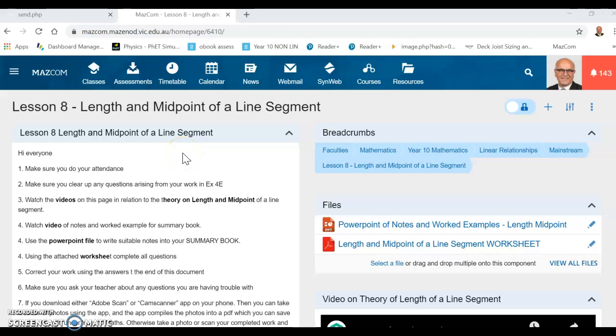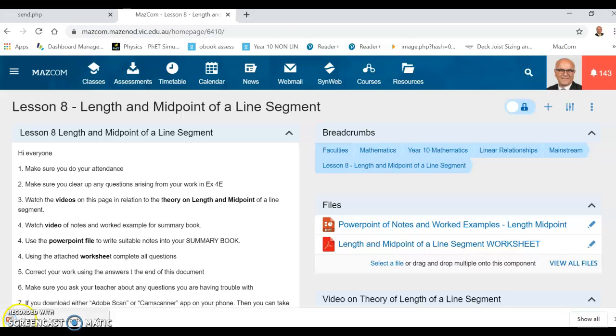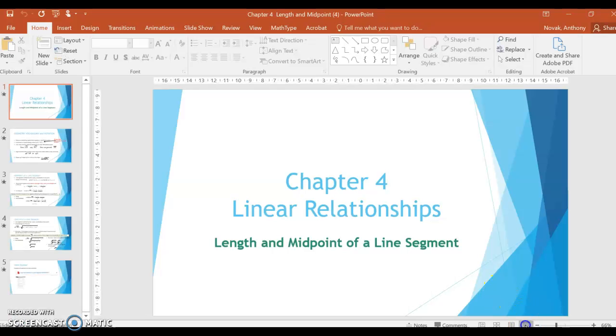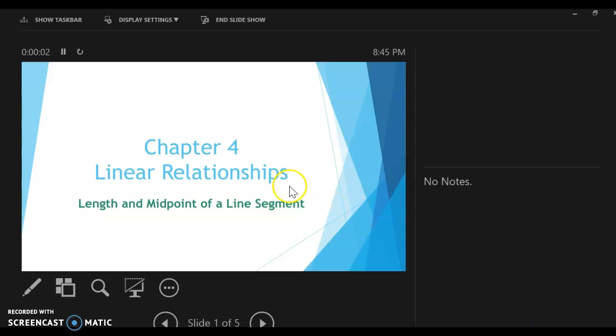So you've watched the two videos on the theory behind the length and the midpoint of a line segment. So now I'm just going to go through the PowerPoint that you can see here, noting some of the key features. Of course, you can use the PowerPoint to write your notes, and I've got a couple of simple worked examples. So going to the PowerPoint, let's load it up. And let's play it. If you play it, it will step you through the parts.